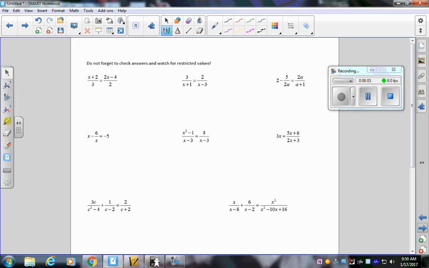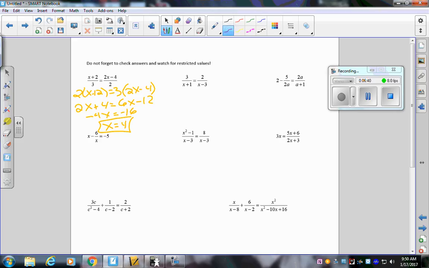All right, so this first one, once again, first of all, there is no restriction because I don't have a variable in the denominator, but I can go ahead and just cross multiply. So I've got 2 times x plus 2 equals 3 times 2x minus 4. That gives me 2x plus 4 equals 6x minus 12. Go ahead and solve. I'll subtract 6x on both sides, subtract 4, and I get a positive 4. And even though I don't have restrictions, I still want to plug that back into check. And it does work. 4 plus 2 is 6 divided by 3 gives me 2. On the other side, 2 times 4 minus 4 gives me 4 over 2 is 2. So both sides check out.